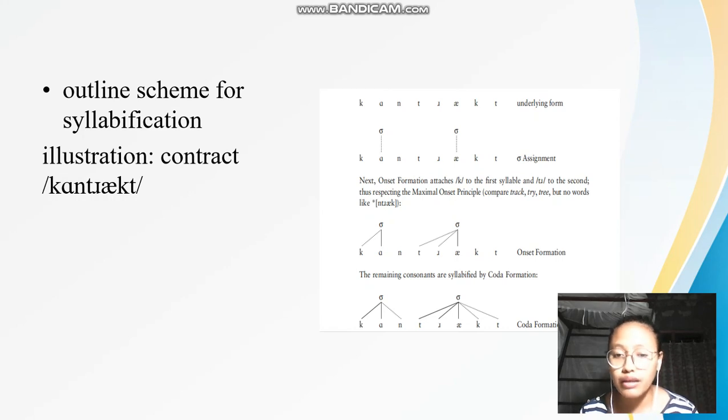Why can we not join the n to the second syllable? Because in English it is possible for the consonantal cluster t and r to begin a word, but it cannot with ntr. And next, we do coda formation, which is to rejoin the remaining consonants that are not yet syllabified. Here we have the consonants N and K and T. So we join the consonant N to the first syllable and the consonants K and T to the second syllable.